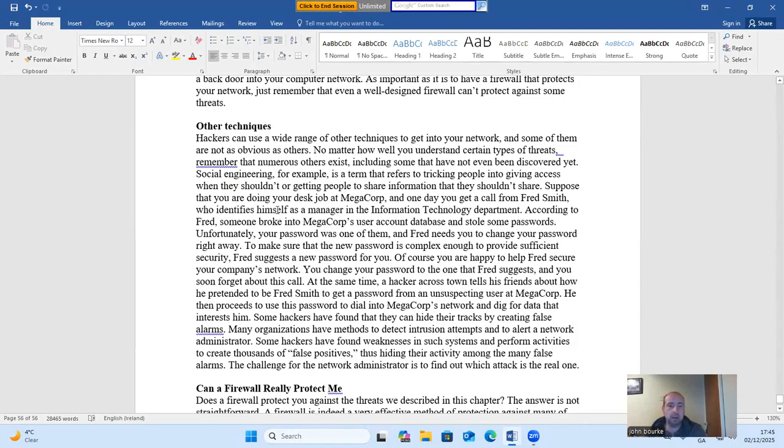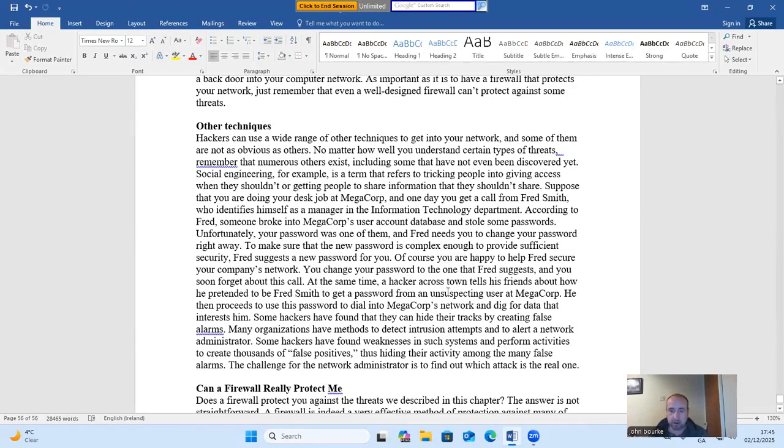Suppose you are doing your desk job at Megacorp, and one day you get a call from Fred Smith, who identifies himself as a manager in the information technology department. According to Fred, someone broke into Megacorp's user account database and stole some passwords. Unfortunately, your password was one of them, and Fred needs you to change your password right away. To make sure that the new password is complex enough to provide sufficient security, Fred suggests a new password for you. Of course, you are happy to help Fred secure your company's network. You change your password, the one that Fred suggests, and you soon forget about this call.